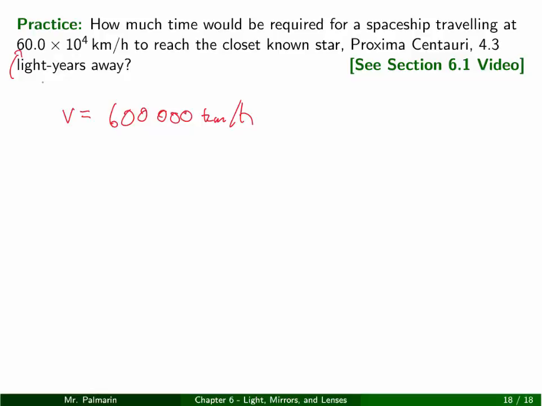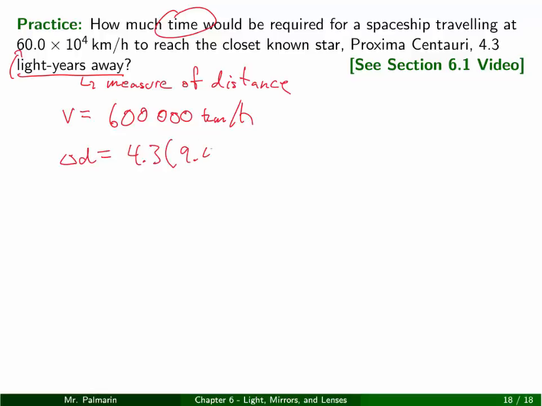Now, here's the key. When it says light years, most people think that's time. But look, I'm looking for time. Light year is a measure of distance. Important to note. Therefore, the distance is 4.3 light years, which is 4.3 times 9.46 times 10 to the 15 meters from the slide previous. So there you go. You need to convert it to meters for now.